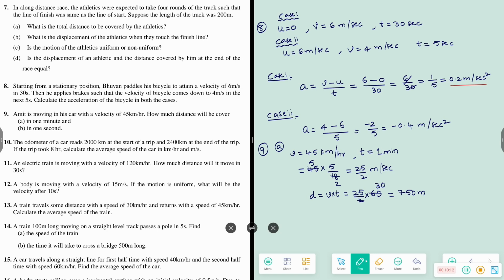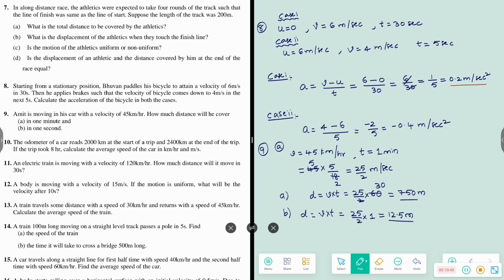In the second case, what happened? Same again, formula: distance is equal to velocity into time. Here velocity is same, 25 by 2 meter per second. But in this case it is given only 1 second time. 1 second time means we have to multiply only 1. So what will be the answer? 25 by 2, which is 12.5 meters. In 1 second 12.5 meters. In 1 minute 750 meters. Hope you understood question number 9.